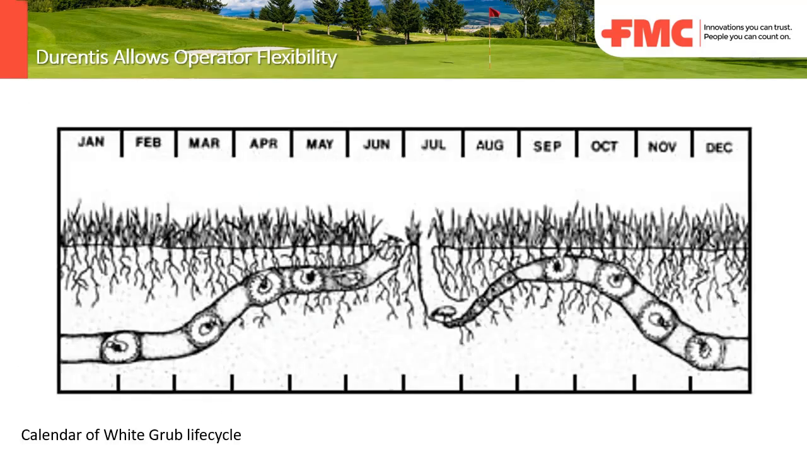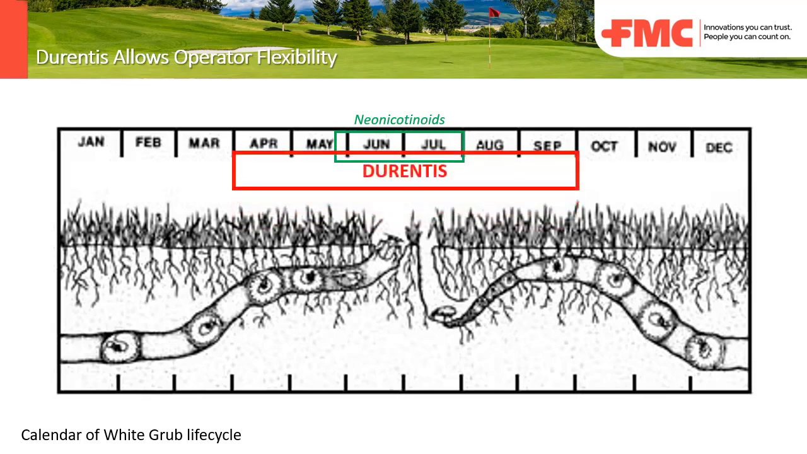Durentis insecticide allows for operator flexibility, enabling you to apply your grub control sooner. Traditional neonicotinoid applications are applied from mid-May through July. Durentis enables you to apply earlier in the season, which can align with pre-emergent and fertilizer applications. Earlier applications allow for operator scheduling flexibility, which are key components for lawn care operators. Durentis insecticide applied at 2.7 fluid ounces will provide season-long control of all grub species.